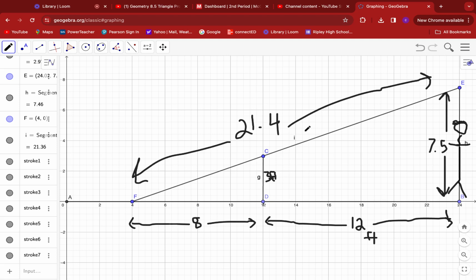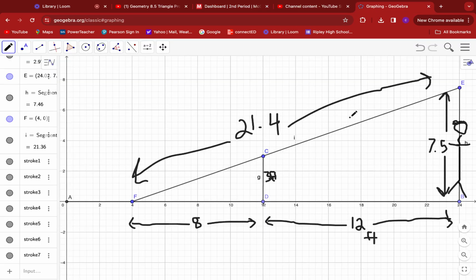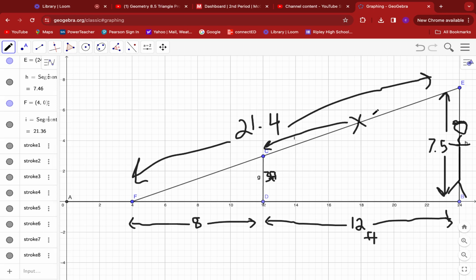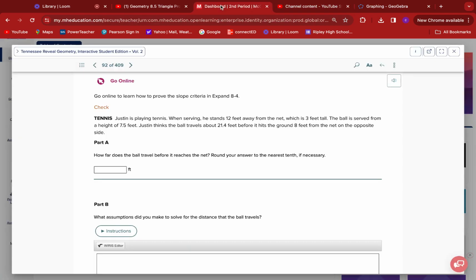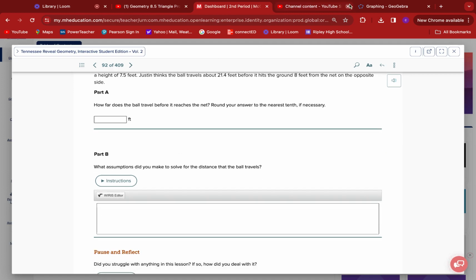Okay, so I got everything set up here. What in the world do I have to find? I forgot already. How far does the ball travel before it reaches the net? Round your answer to the nearest tenth. If you're wondering what they're asking, they want to know what CE is. What's the distance from when he smacks it to the net? We got to figure that out. And then we'll ask what kind of assumptions we have to make.